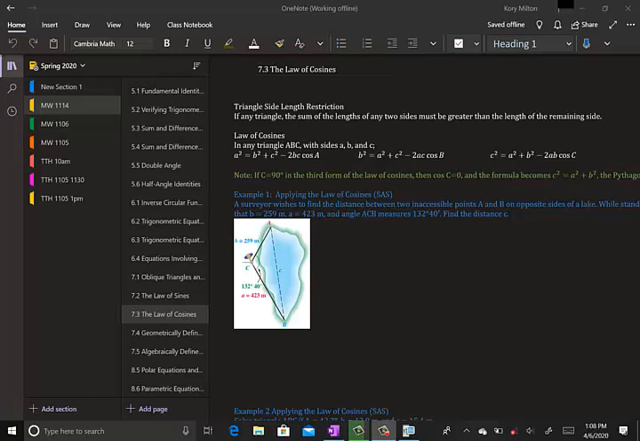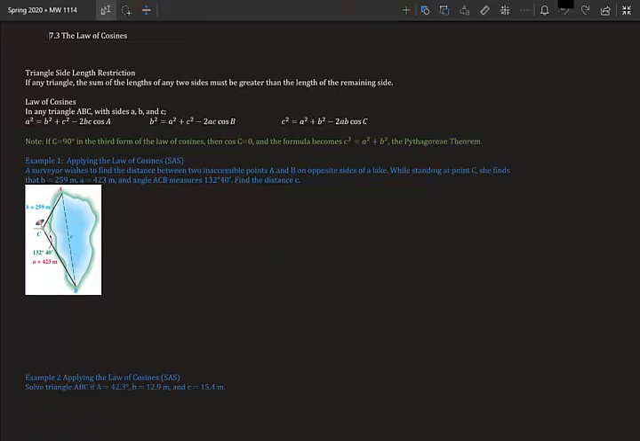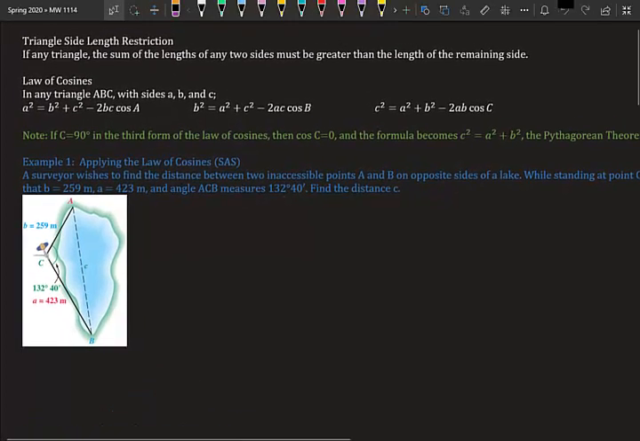7.3, the law of cosines. So we just did law of sines, now we're doing law of cosines. Alright, so triangle side length restrictions. In any triangle, the sum of the lengths of two sides must be greater than the length of the remaining side. You might remember that from geometry way back in the day, but if you add up any two sides, they have to be larger than the remaining side.